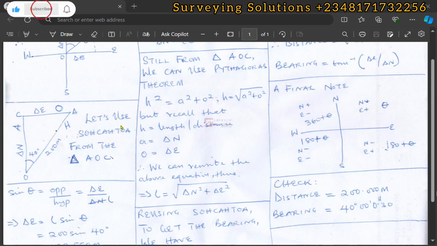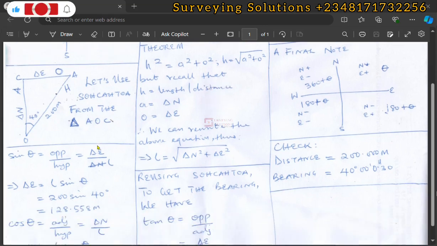Good. Now this SOHCAHTOA is another fundamental, basic trigonometric concept, right? Good. So if we say let's use SOHCAHTOA from the triangle AOC, we now see that SOH is the sine, which is opposite over hypotenuse, then CAH is cosine, which is adjacent over hypotenuse, and then TOA is the tan, which is opposite over adjacent, right? Good. So that is what we have written down here.